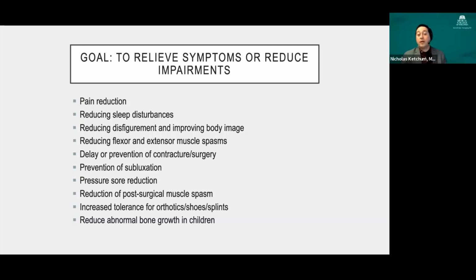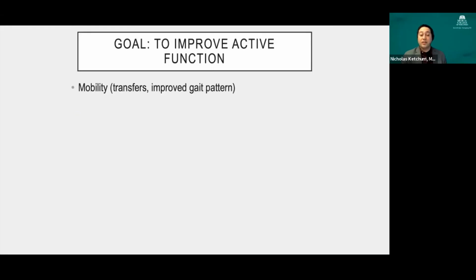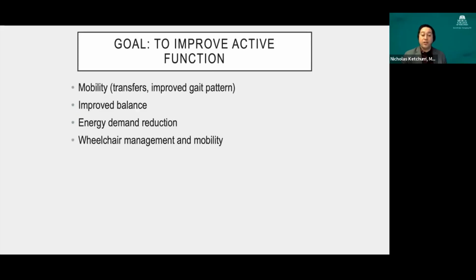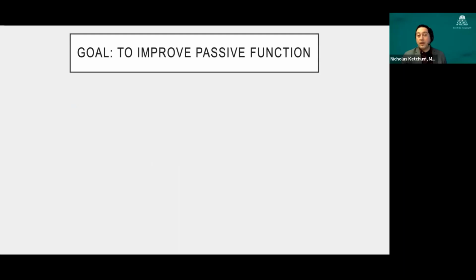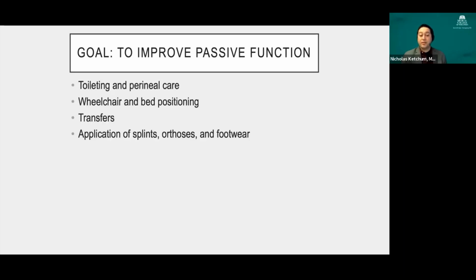And so reducing symptoms or reducing these impairments, improving active function, improving mobility, balance, energy demand, improving their ability to perform their activities of daily living by themselves, and then also thinking about passive function, where if the patient can't perform a task on their own, well, they need somebody to help them do that. And so if they have a caregiver that needs to help with toileting, wheelchair and bed positioning, transfers, there's evidence that suggests that spasticity makes these things difficult, increases caregiver burden, increases caregiver burnout, and leaves the patient less well cared for.